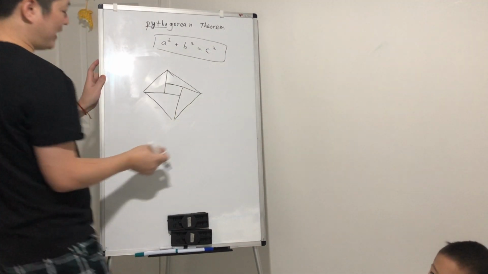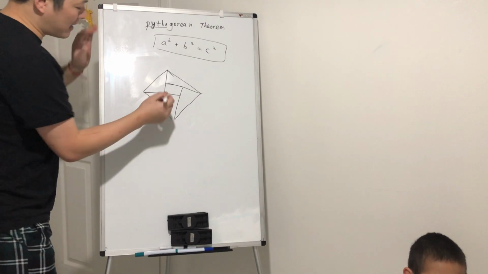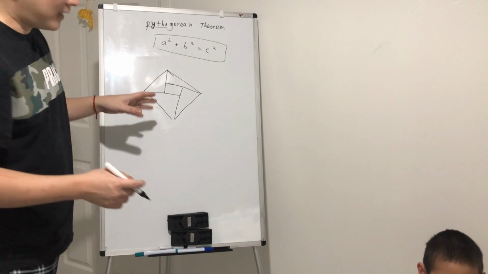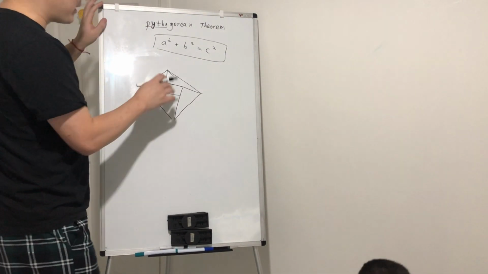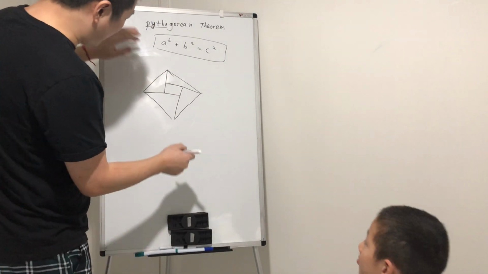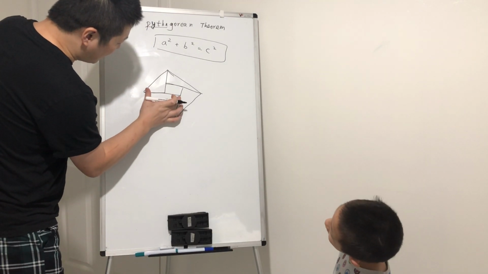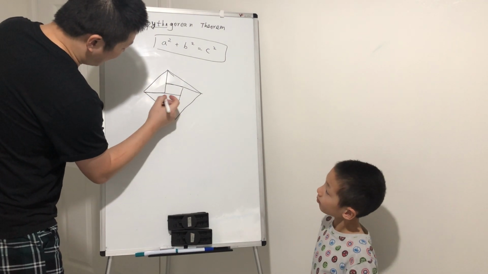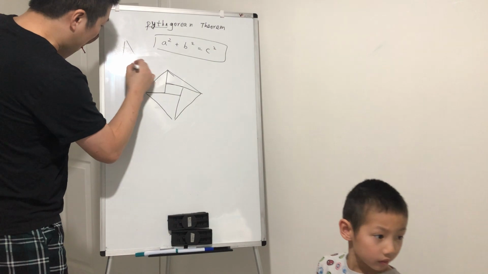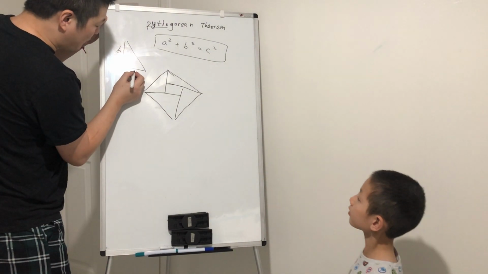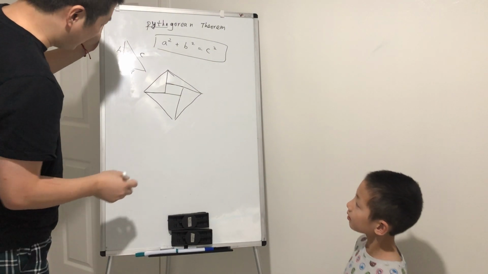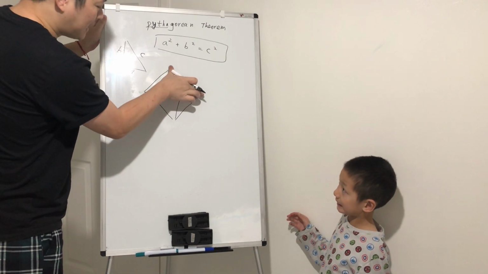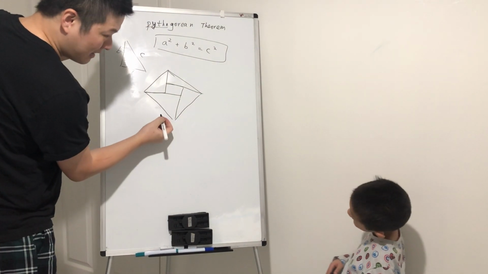Okay, so roughly like that. So this is four triangles. Look, I'm very bad at drawing, but you look. If the longer side is B and the smaller side is A, and this is C, okay. So this is C, this is C, this is C.